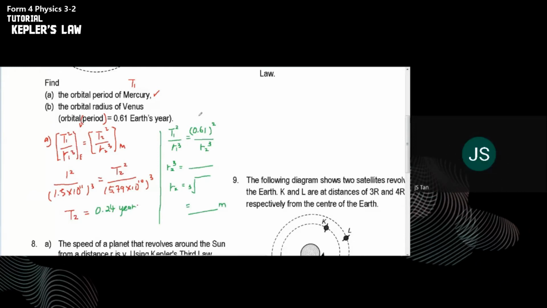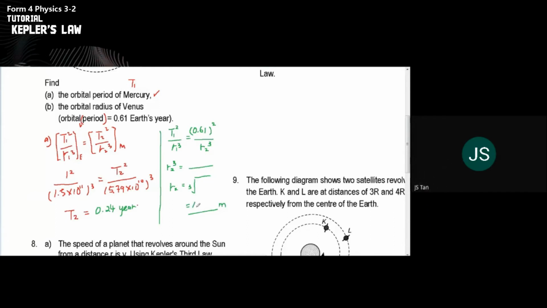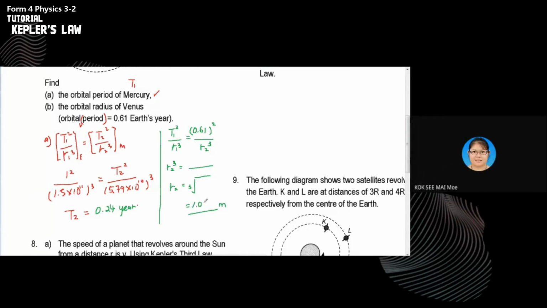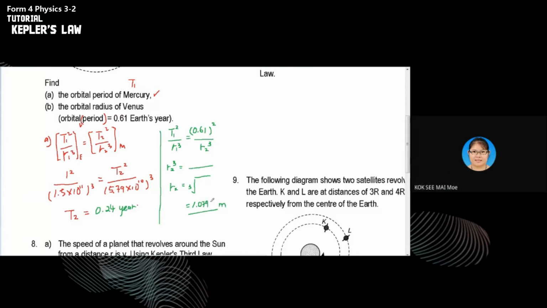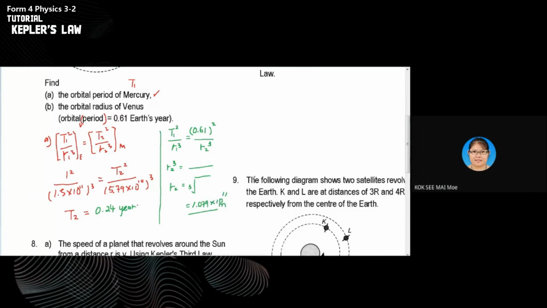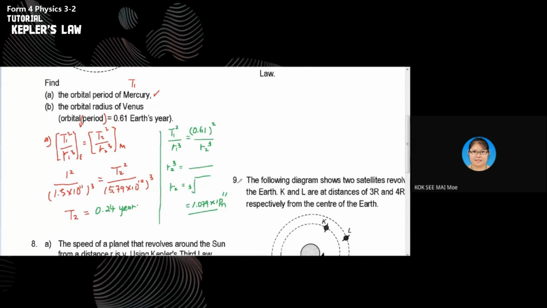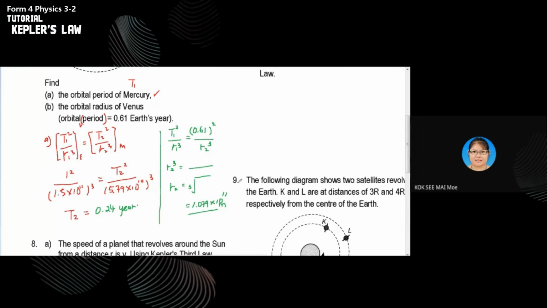Teacher, answer is that 1.079 times 10 power of 11. Yeah, 0.79 times 10 power of 11 meter. Okay, so this one is the answer. Okay, we just do the same thing only. Just use the Kepler's law, the formula only.